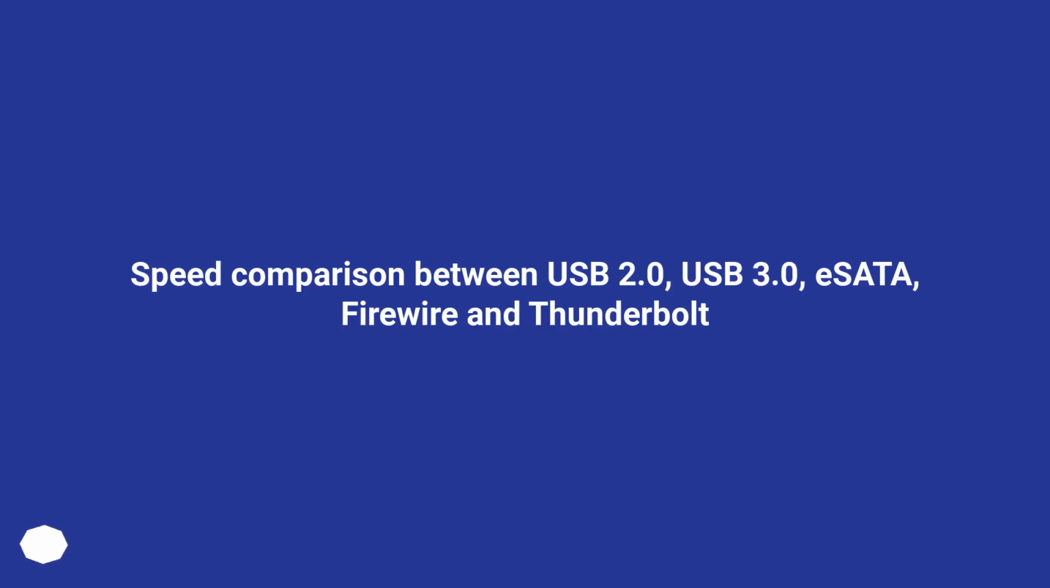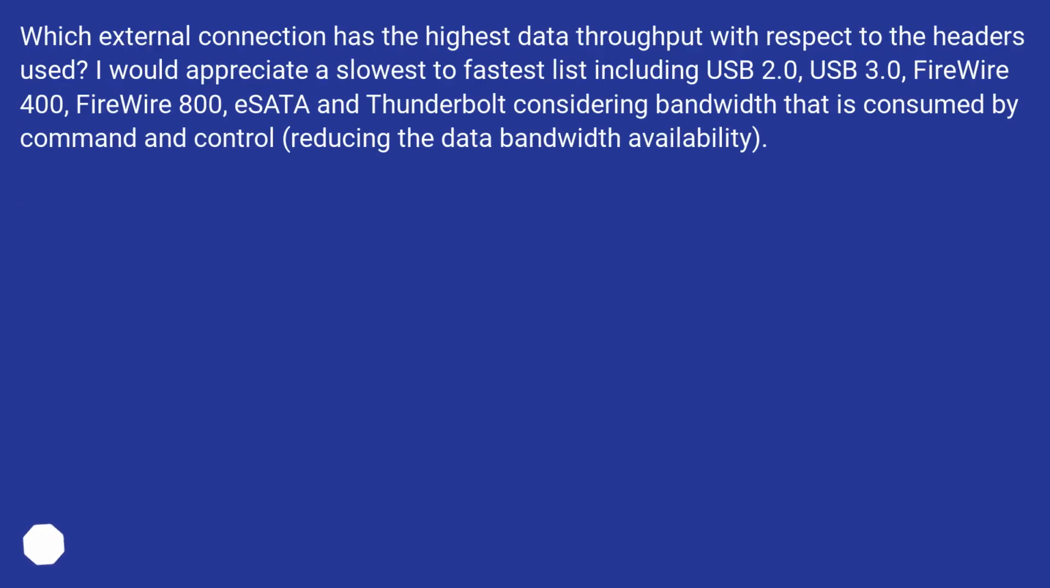Speed comparison between USB 2.0, USB 3.0, eSATA, Firewire and Thunderbolt. Which external connection has the highest data throughput with respect to the headers used? I would appreciate a slowest to fastest list including USB 2.0, USB 3.0, Firewire 400, Firewire 800, eSATA and Thunderbolt, considering bandwidth that is consumed by command and control, reducing the data bandwidth availability.